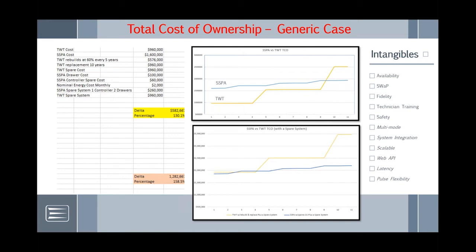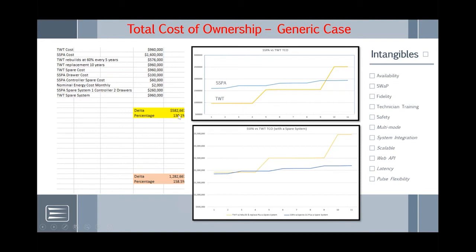The other assumptions: the solid state 2U drawer in the scalable amplifier, there's one replaced every 3 years. And the TWT is rebuilt at year 5, and the TWT replaced at year 10. And both the top and bottom charts use the same assumption. So the chart on top just has initial cost as only the price of the transmitters. And you can see by year 10, the lifetime cost of ownership for the tube system is 30% higher than the modular solid state.